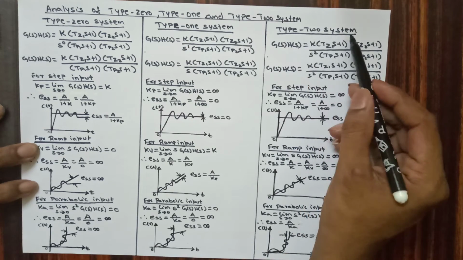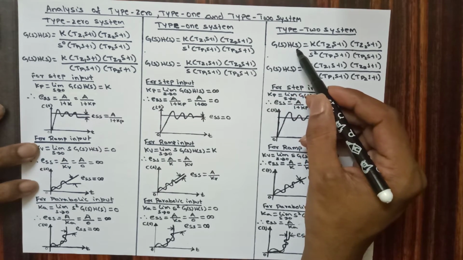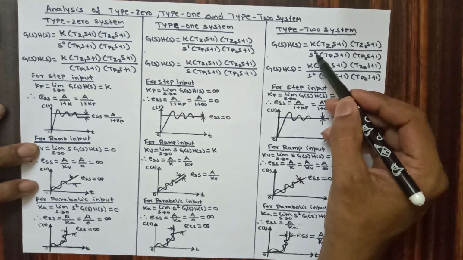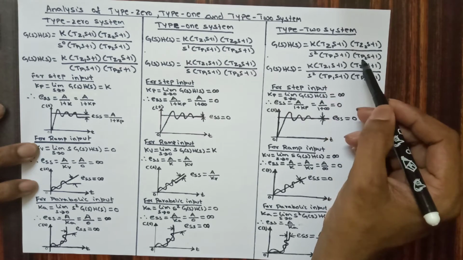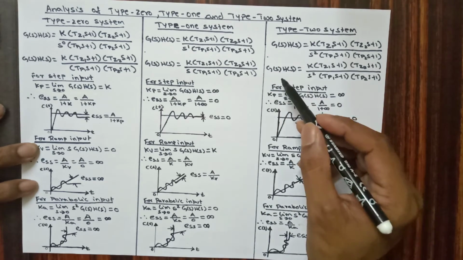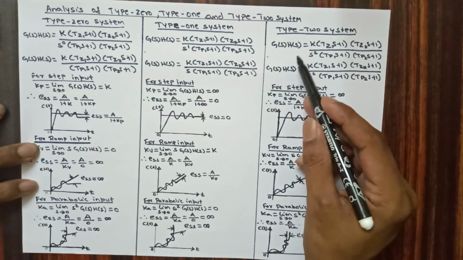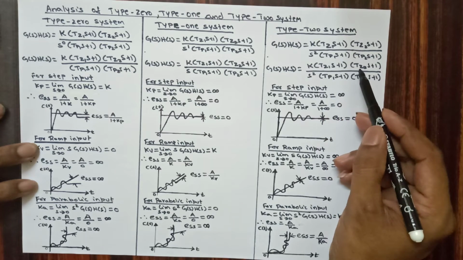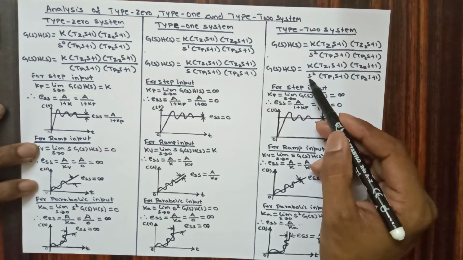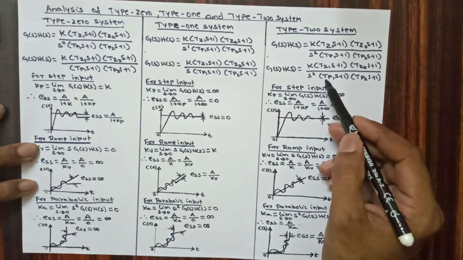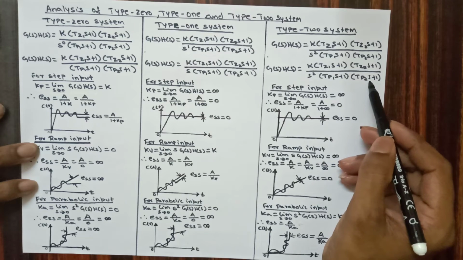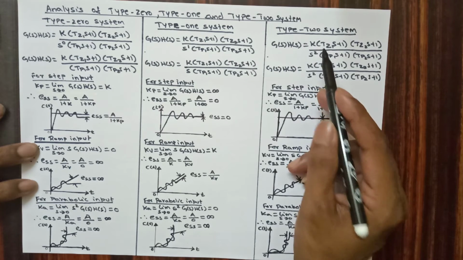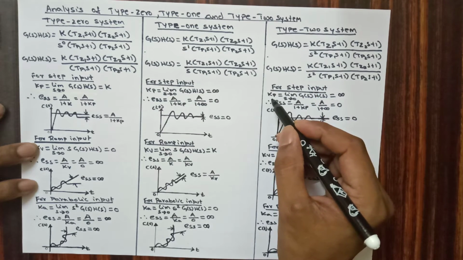Third example, type 2 system. You can see that G(s) into H(s) is equivalent to, for a type 2 system, the s to the power n value is 2. All other numerator terms and denominator terms are as I have discussed in the previous example. Now let us see, I am rewriting this type 2 system. G(s) into H(s) is equivalent to K into (Tz1 s plus 1) into (Tz2 s plus 1) divided by s to the power 2 for type 2 system into (Tp1 s plus 1) into (Tp2 s plus 1).